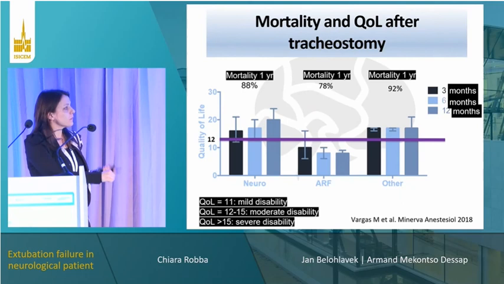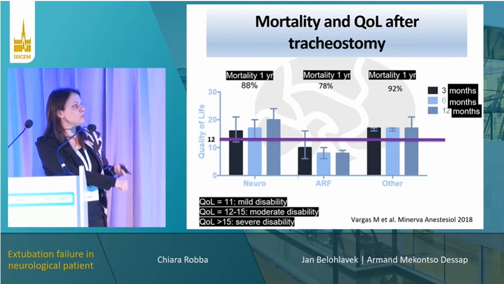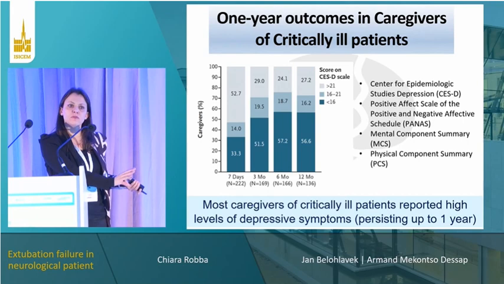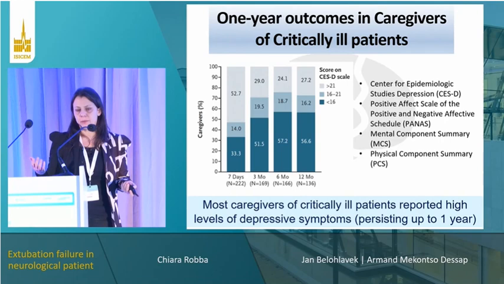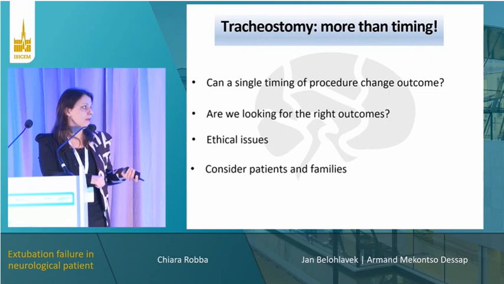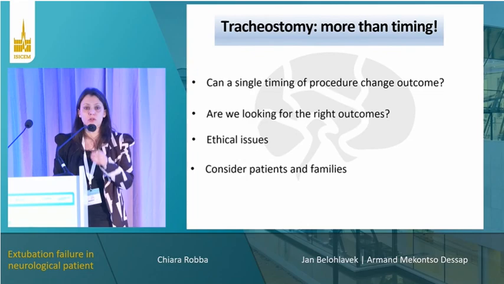I am done. This is just the last slide to discuss and to show you that the quality of life after tracheostomy in neurological patients is very poor. And we have to keep in mind that there is not just the patient, but also the caregivers. This is a survey which basically reported high levels of depression and low quality of life, even in the caregivers of these patients. So when we decide when to go for a tracheostomy, these are all factors that need to be taken in consideration, because tracheostomy is more than timing, it is thinking about the future of the patient. Thank you.